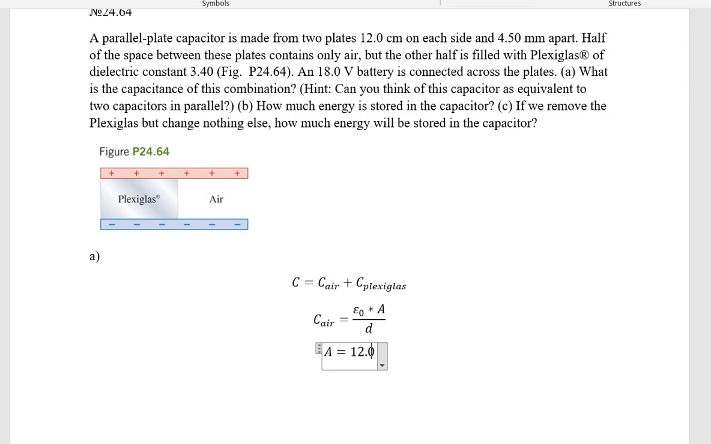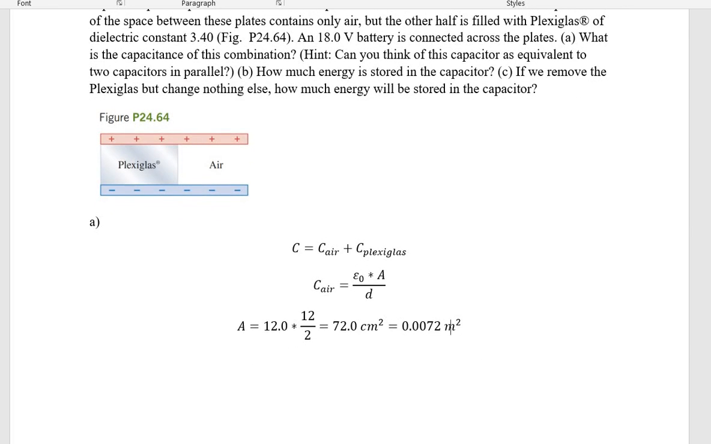So it is going to be 12.0 multiplied by 12 divided by 2, because it takes only half of the capacitor. And all this equals 72.0 centimeters squared, which is basically 0.0072 meters squared. We do have the distance already, which is 4.5 millimeters, the same as 0.0045 meters.